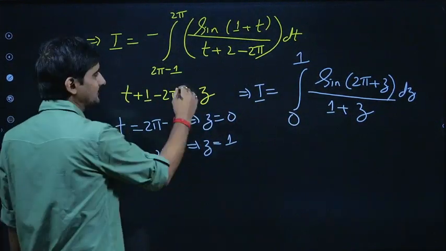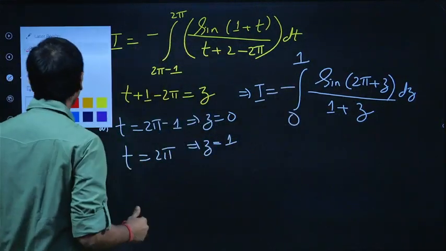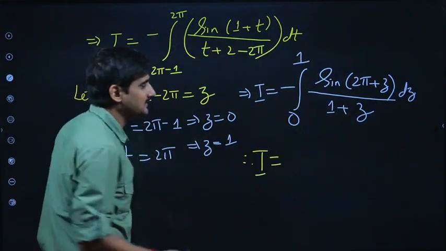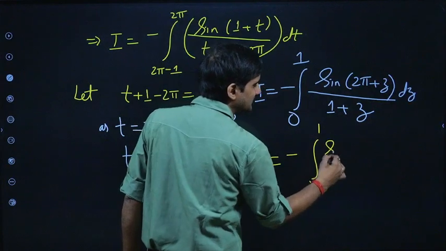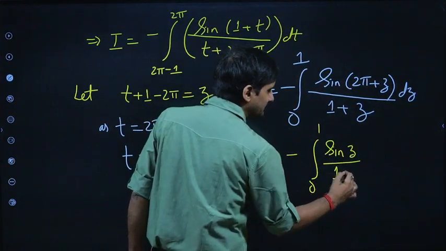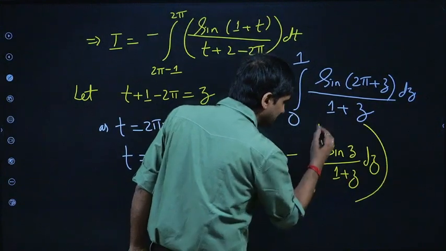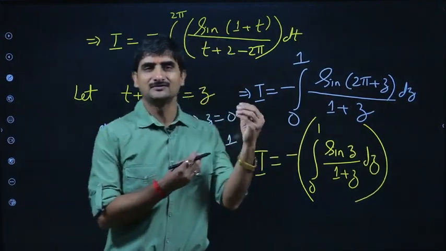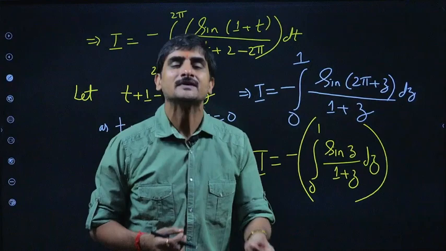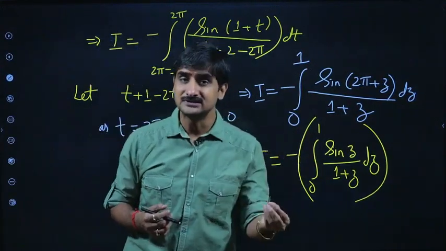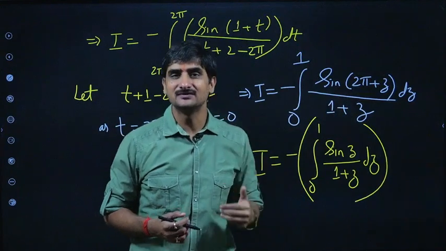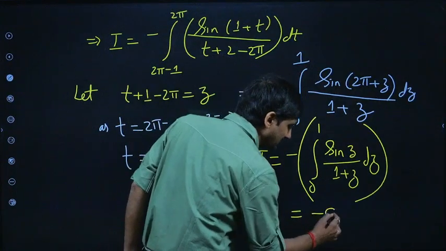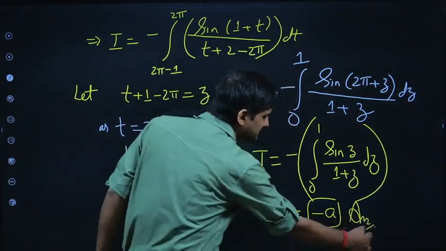But I am missing something. There was negative sign here, right? So therefore, our integral is now, sine 2 pi plus theta is sine theta, so minus integral 0 to 1 sine z over 1 plus z dz, and this integral is nothing but, just by changing the variable, 0 to 1 sine x upon 1 plus x dx, 0 to 1 sine t upon 1 plus t dt, 0 to 1 sine z upon 1 plus z dz, they all have the same value. So this is nothing but minus a, and that should be the answer here.